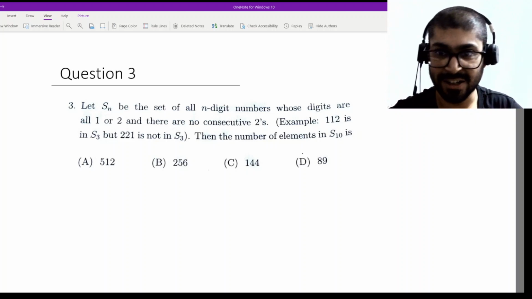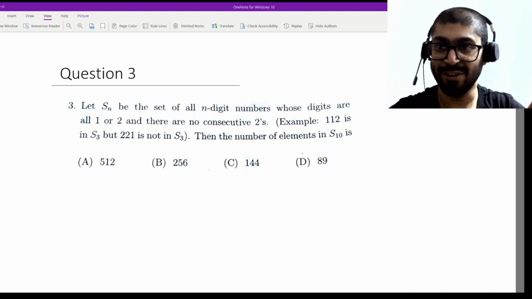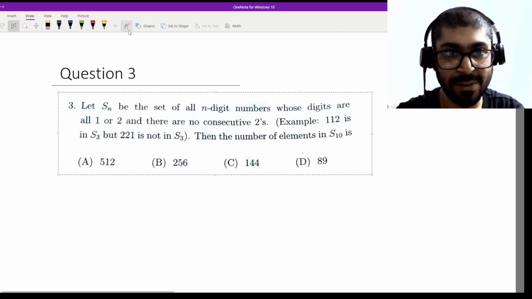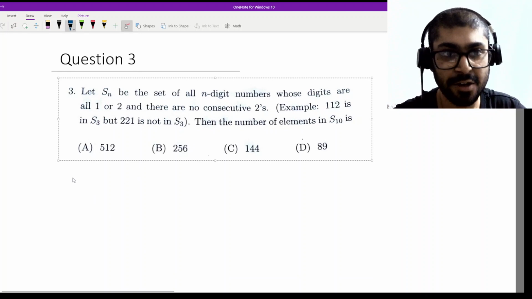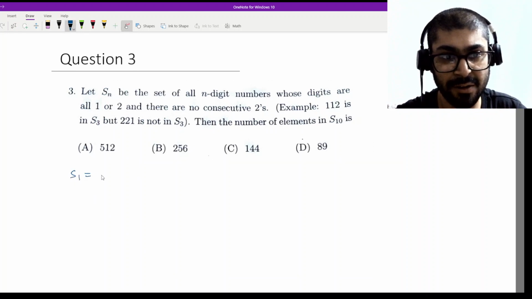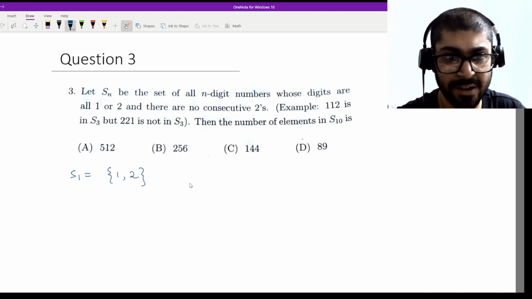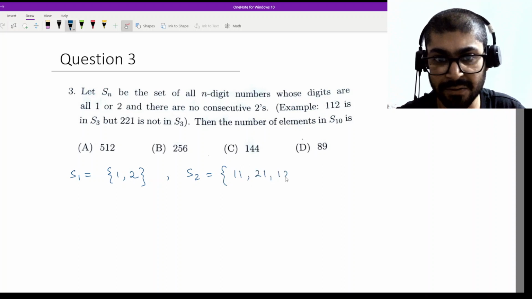This is how we will be constructing the sequence, and this question is from number theory, and I can tell you that when I solve this question you will enjoy it. So let me show you how this is done. We will look into S1 first. S1 will be 1 and 2. I cannot have anything more than that. What about S2? In S2 I can have 11, 21 and 12. So 3 elements, and in S1 I have 2 elements.